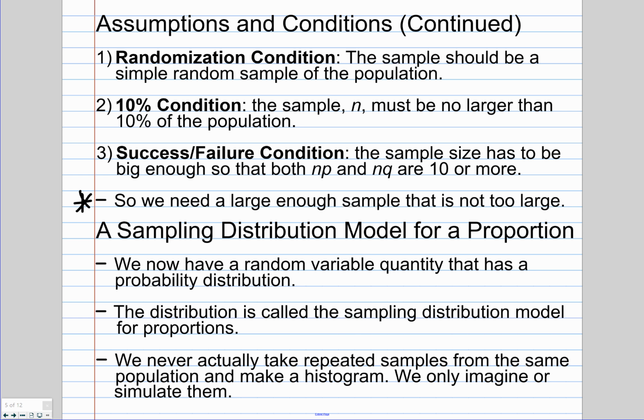So we're only a minute or two away, I know, it's exciting, from making a sampling distribution model for a proportion. That's what we're about to do.